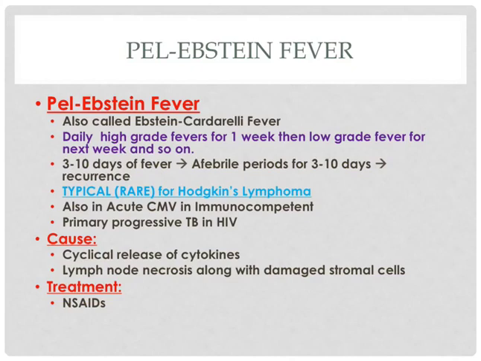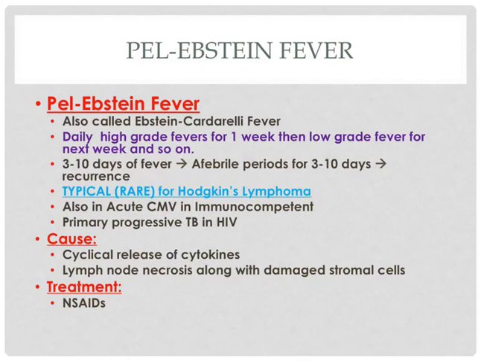But anytime you see such a pattern, you should think about three major things: Hodgkin's lymphoma, acute CMV in an immunocompetent patient, not an immunocompromised one, and also primary progressive TB in the HIV population. So those three things, based on the kind of fever pattern this is. The cause of this kind of pattern is the cyclical release of cytokines, and in lymphoma patients they have necrosis of their lymph nodes with damaged stromal cells, which releases cytokines, and then they have fevers periodically.